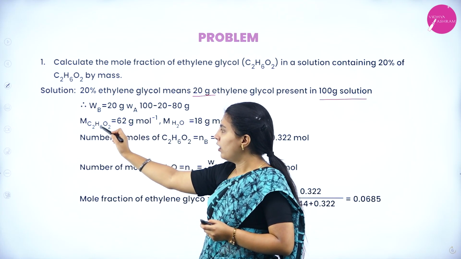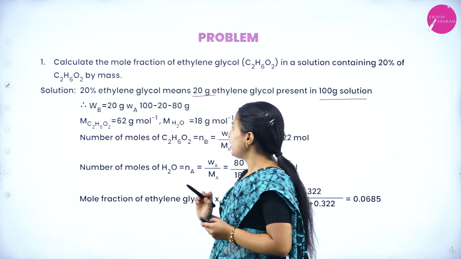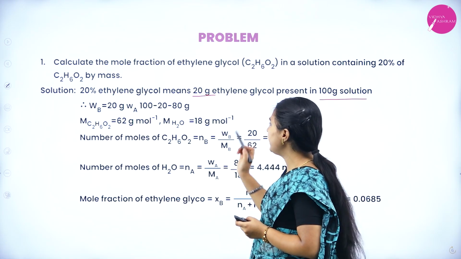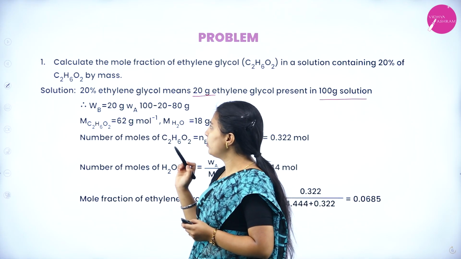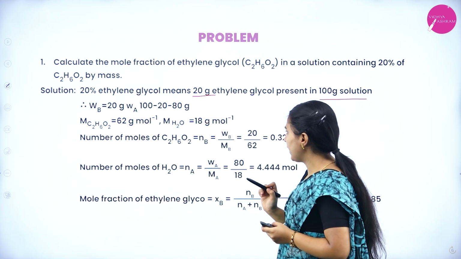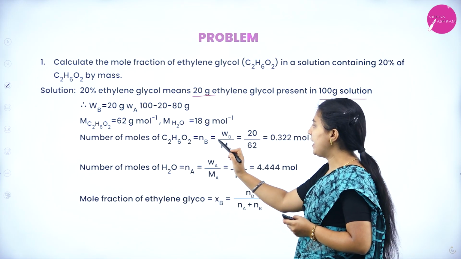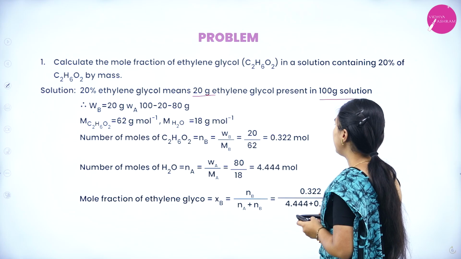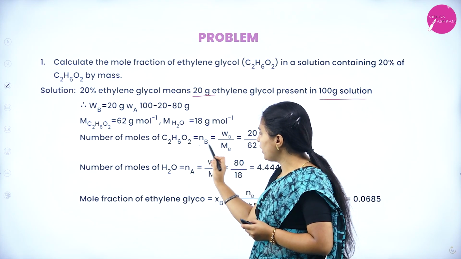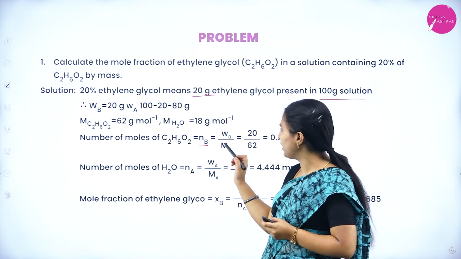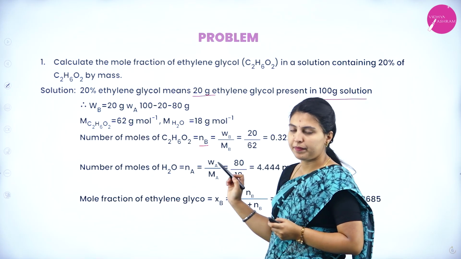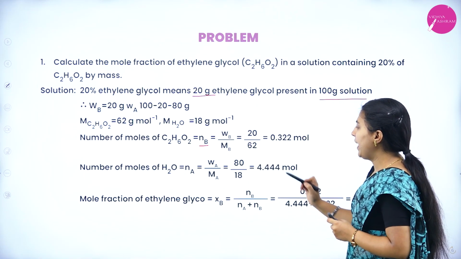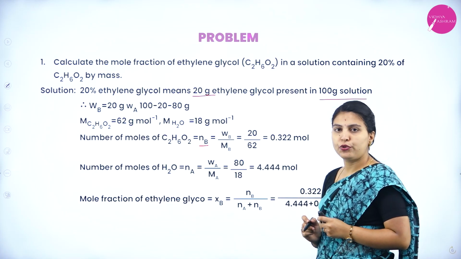So molar mass of ethylene glycol will be 62 gram per mole, and molar mass of water will be 18 gram per mole. Now you have to identify the number of moles of ethylene glycol, that will be B, that is NB equal to WB by MB. Okay, 20 by 62, 0.322 mole. Here they have not given NB only, that's why we are calculating by this formula WB by MB. Okay, same thing, number of moles of water NA equal to WA by MA, 80 by 18, 4.444 mole.